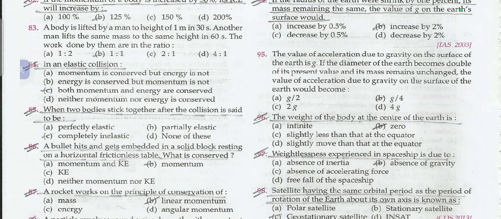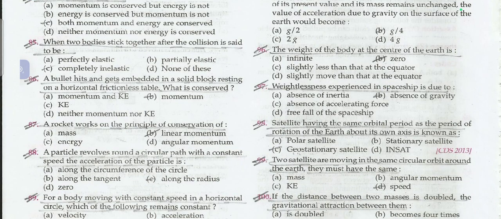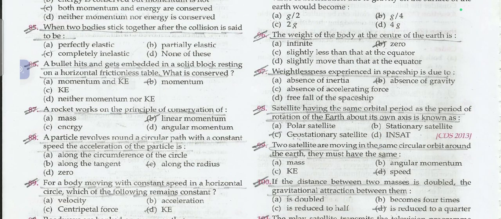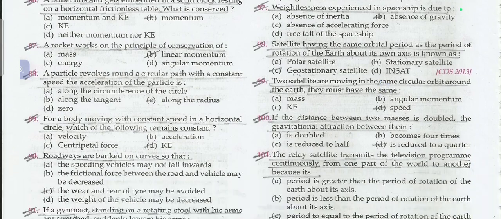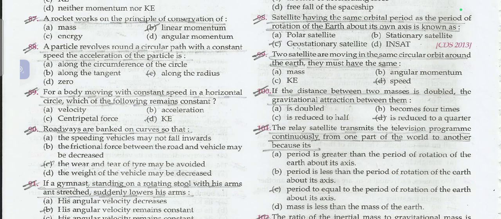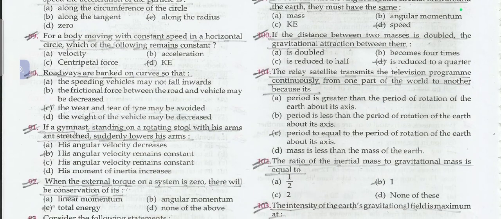A bullet hits and gets embedded in a solid block resting on a horizontal frictionless table. What is conserved? Momentum. A rocket works on the principle of conservation of linear momentum. A particle revolves around a circular path with a constant speed. The acceleration of the particle is along the radius. For a body moving with constant speed in a horizontal circle, which of the following remains constant? Kinetic energy. Roadways are banked on curves so that the wear and tear of tires may be avoided.